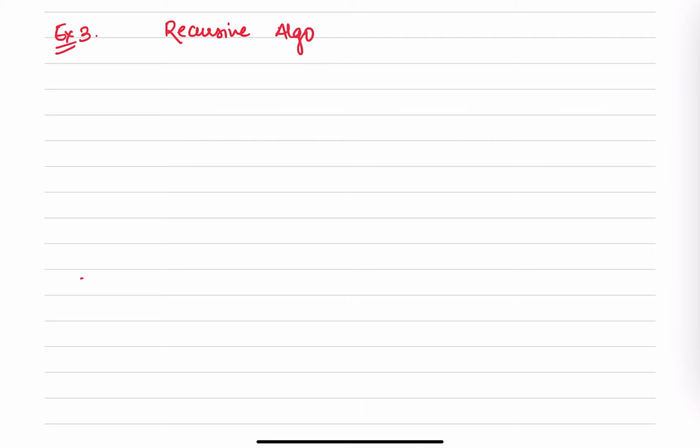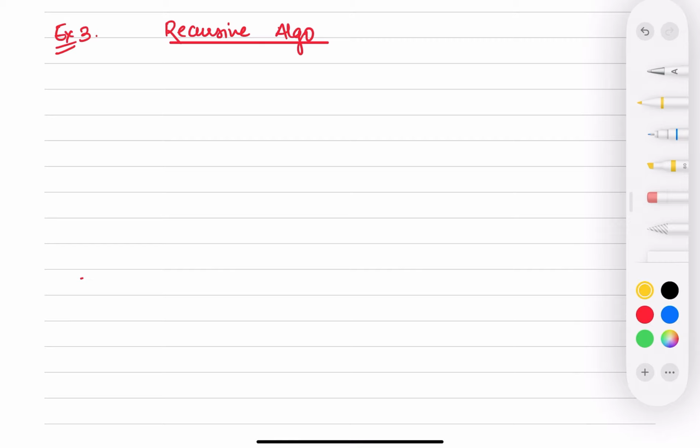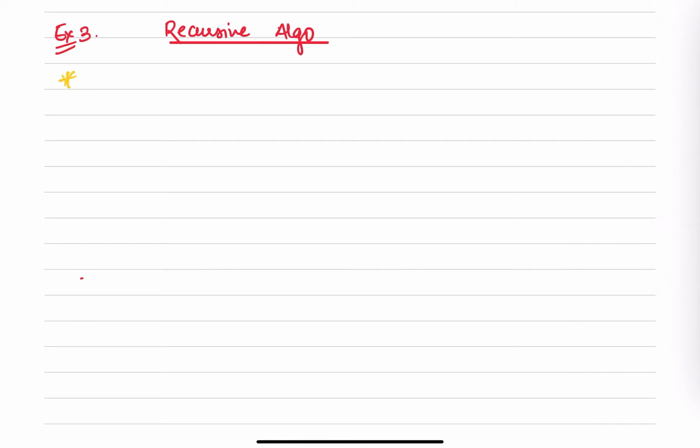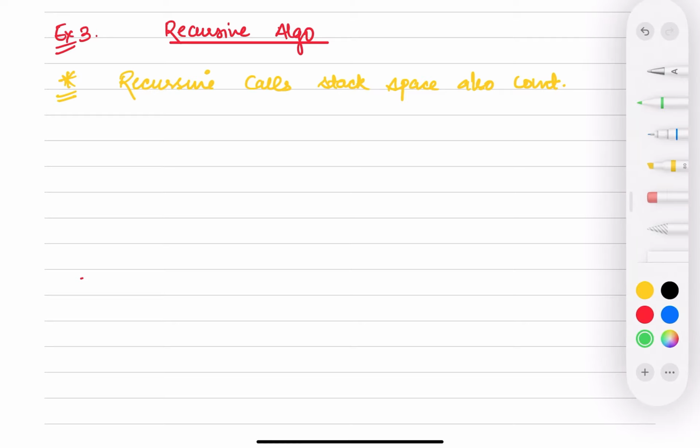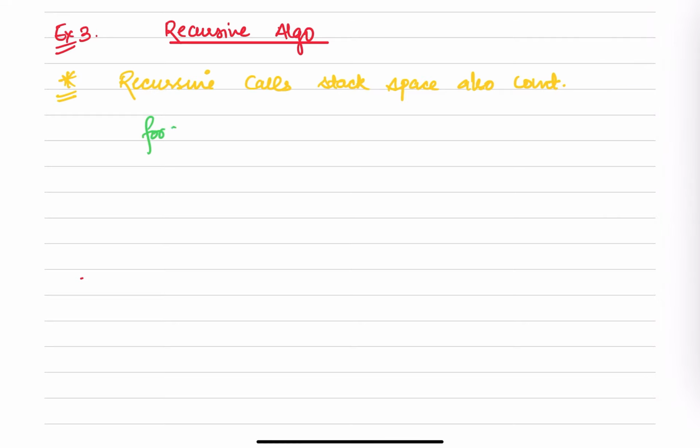So one point I want to add before we start: recursive call stack space also counts. So we need to count whenever there are recursive calls. You can write that recursive call stack space also counts. We'll see an example. I'll write a very small algorithm to help you understand this.